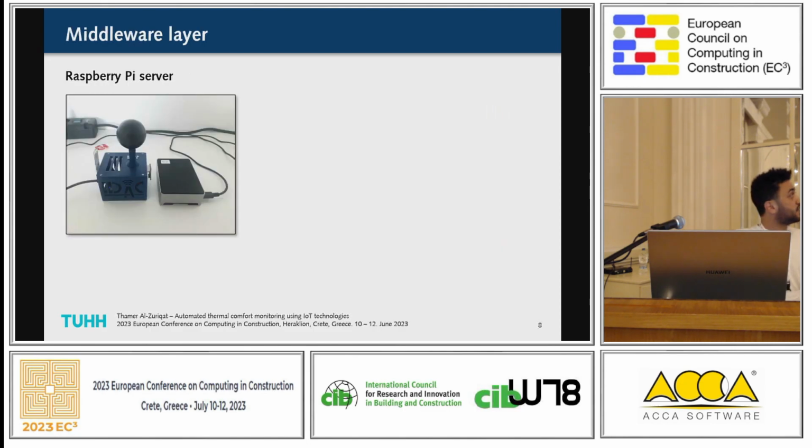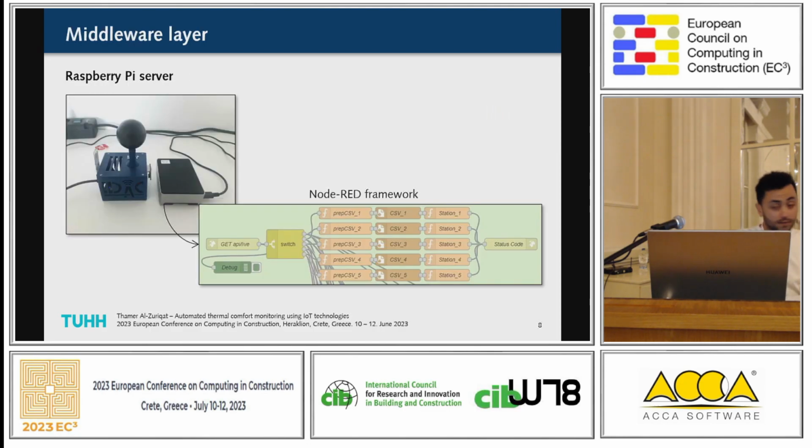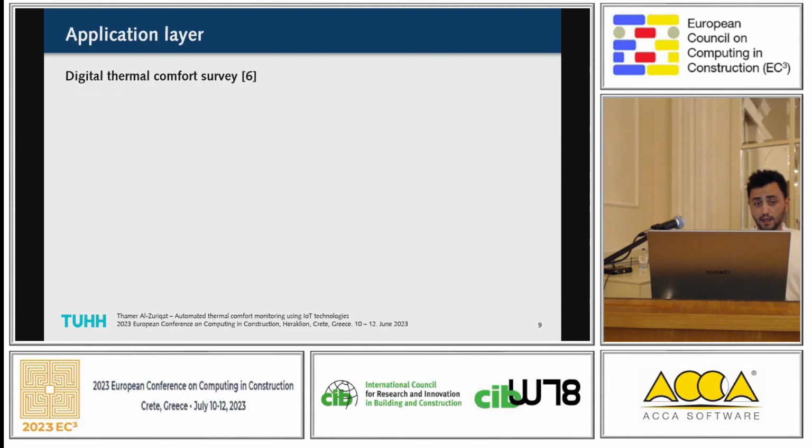Then here again is the middleware layer. To save some time, I will not explain much about it. So as I said, the data gets sent here, and it has Node-RED installed on it, and it works as our database. And now the digital thermal comfort survey, which is in the application layer.